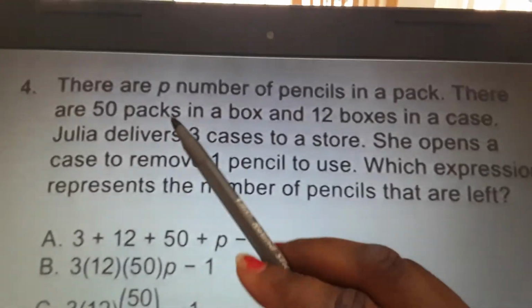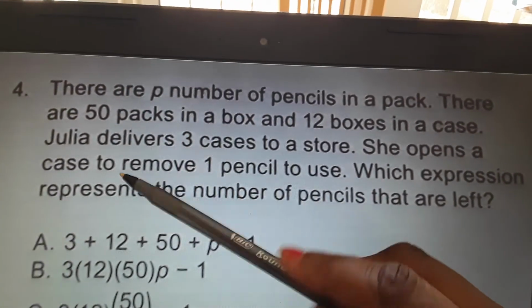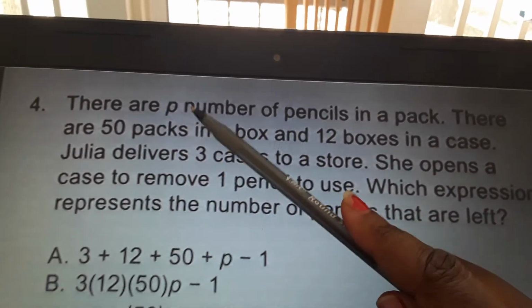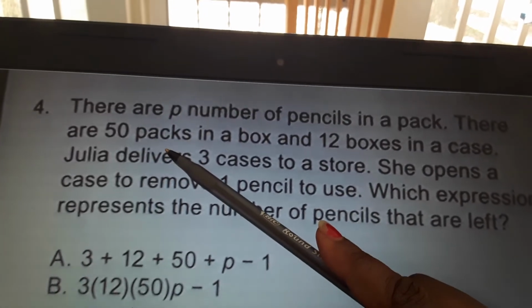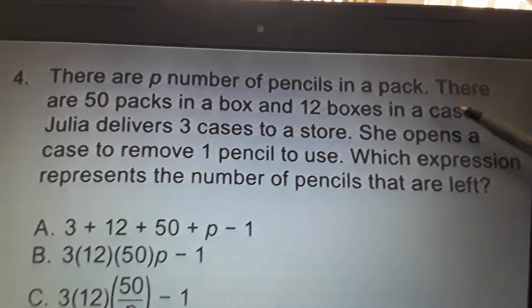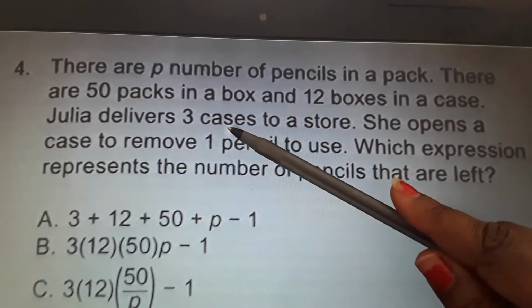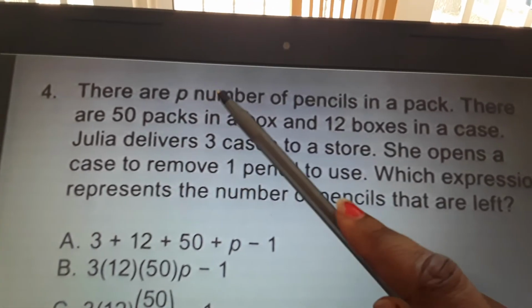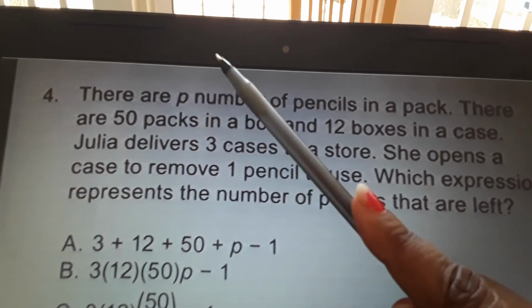All right, so again, pulling out what's important. P is the number of pencils in a pack. Then I know I have 50 packs in a box, 12 boxes in a case, and I delivered 3 cases. Then from the 3 cases, I take out 1 pencil. So I have P pencils, right? That's how many pencils I have in a pack.